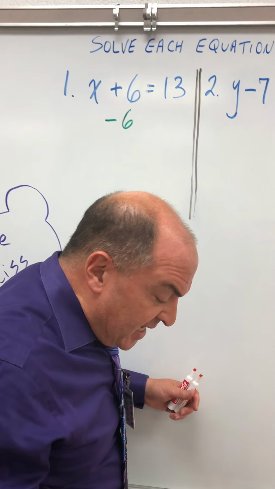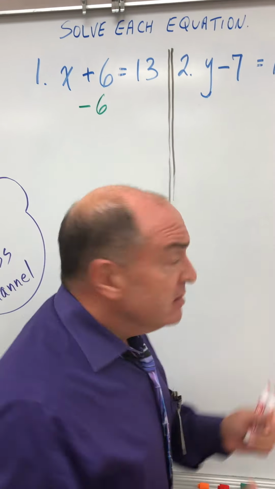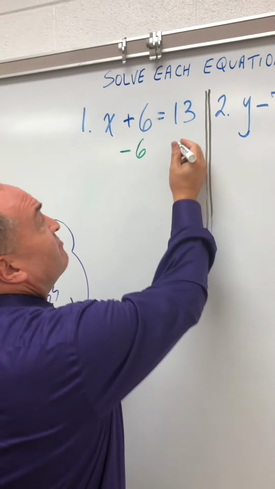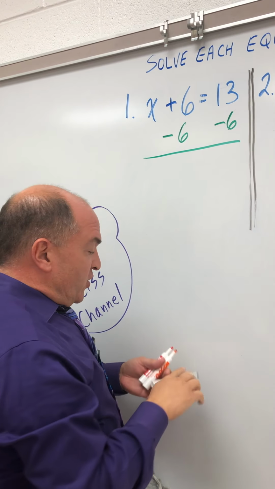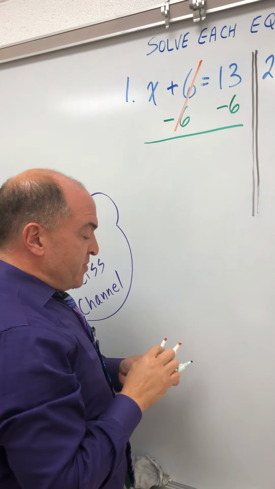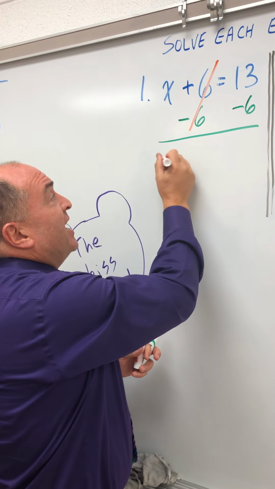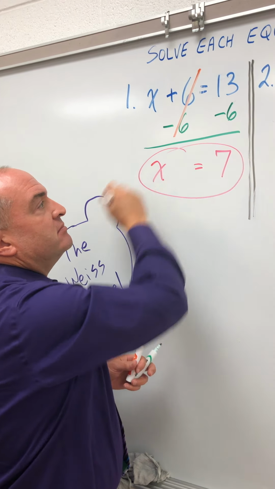Whatever you do to one side, you got to do to the other. So I'm going to minus 6 on this side of the equal sign. What does that do? That gets these guys to drop out. Goodbye. And now you've got x equals 7. There you go.